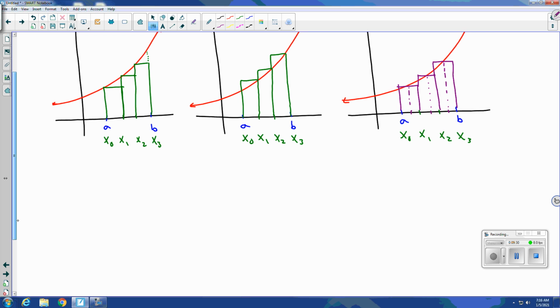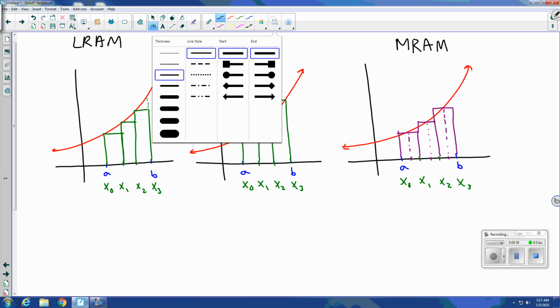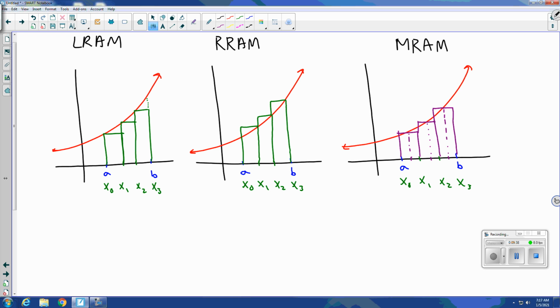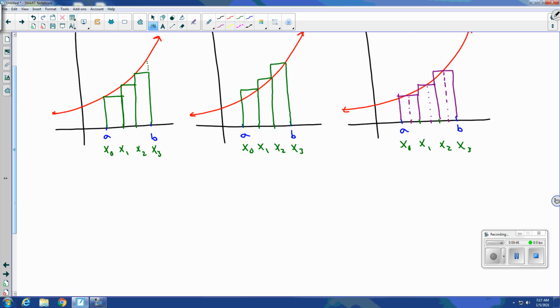So there are just 3 examples, illustrations of those 3 methods. But let's make a more generic conclusion as to how we calculate an approximation using LRAM, RRAM, and MRAM, or how do we get the areas of each individual rectangle. So the width for each example, the calculation will be the same. And let's say we're working along a subinterval. We're going to call it x sub k to x sub k plus 1.